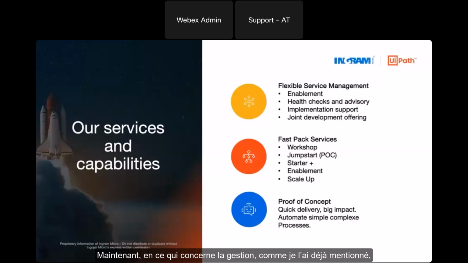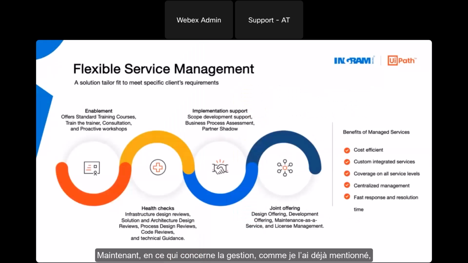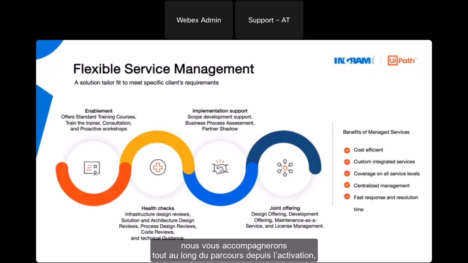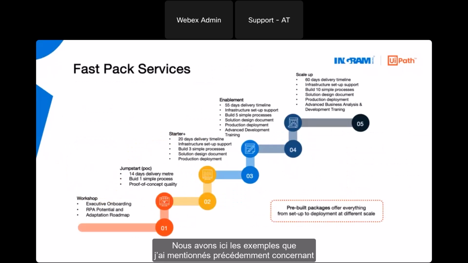You can find the specific solutions or services according to your needs or the opportunity that you have with your customers. Now, in terms of the management, as I already mentioned, we are going to be there along the whole journey, from the enablement, from the implementation, all the monitoring. We can build a joint offering that's specific for you and your customers, or the different segments or customer verticals that you are working with or interested in developing around the automation journey. Okay, so here we have the examples that I mentioned previously around these pre-built package offerings that can cover everything from the setup to the deployment to the monitoring to the maintenance, everything along the automation journey and the life cycle for these automation solutions, right?